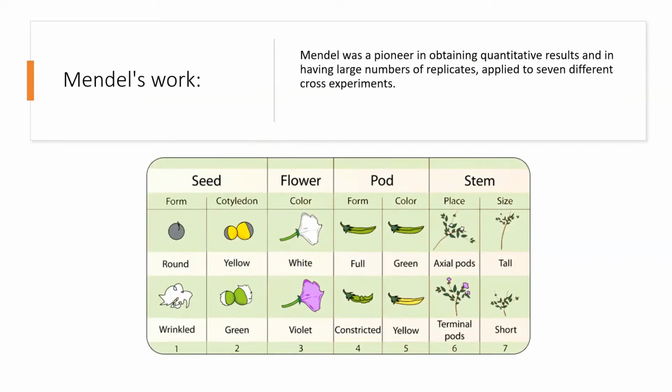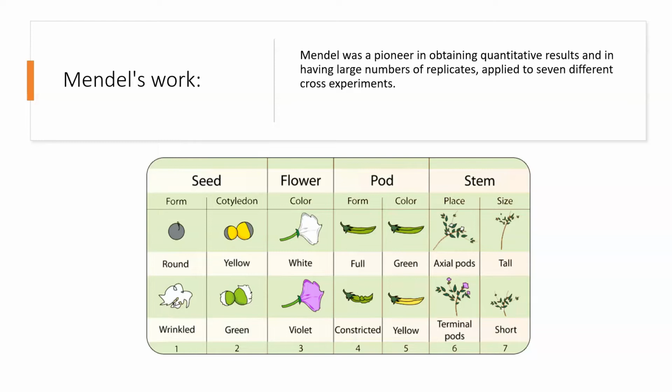Now, Mendel was a pioneer in obtaining quantitative results and in having large numbers of replicas. Okay, so there were 7 different crosses that he could use, 7 different investigations with his pea plants. So he could look at the seed, where he's looking at the form of the seed, whether it was rounded, whether it was wrinkled. He could look at the cotyledon, which is like the very first sprout that comes out of the seeds, whether it has 1 or 2 leaves. Here, pea plants are what we call dicotyledon. They have 2 little leaves, but whether those little leaves are yellow or green.